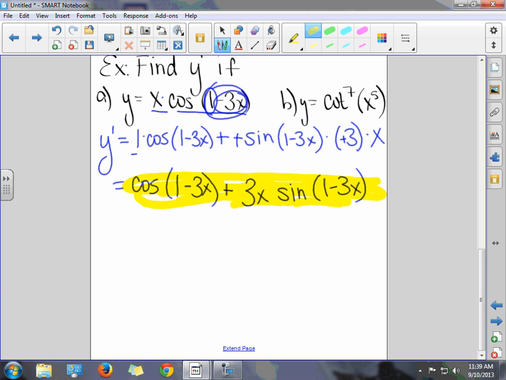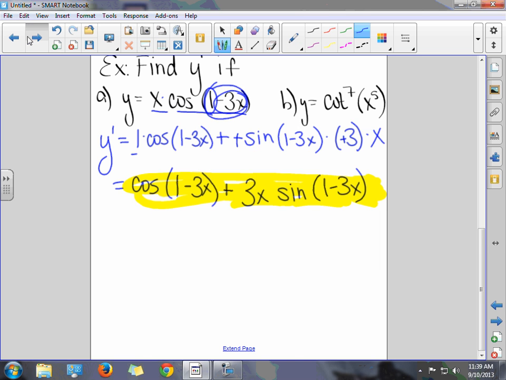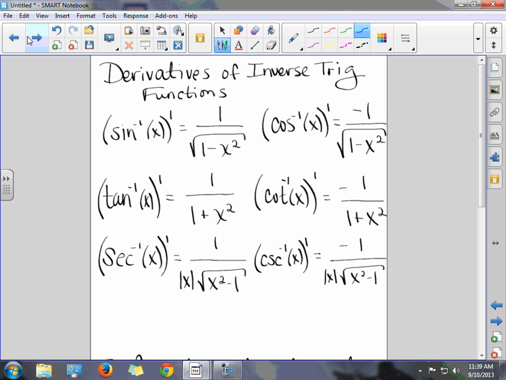Need a bigger highlighter. Maybe that's too big. Okay, so now let's flip to the next page. So that was it for the chain rule. So you just need to get lots of practice, work lots of problems, maybe work a few odd ones where you can check your answer. It's always a good idea.